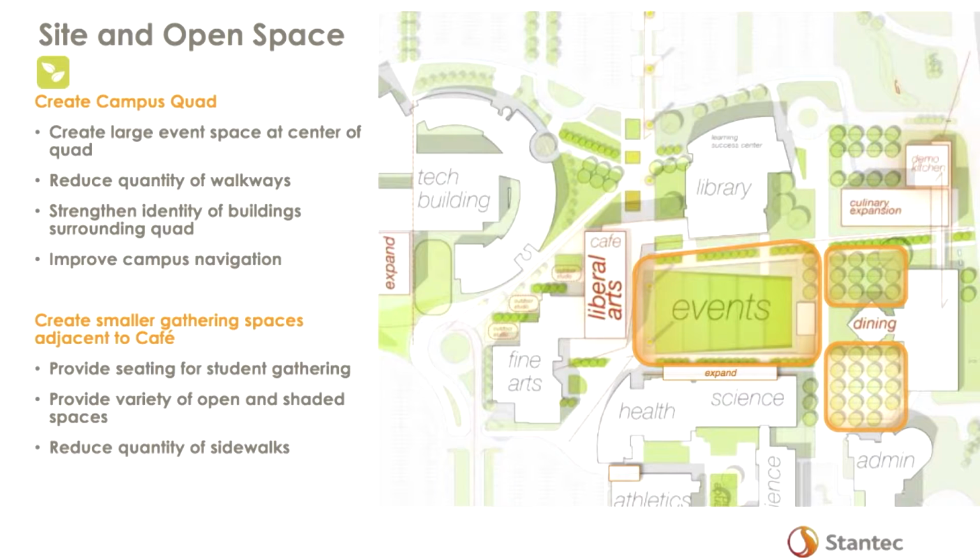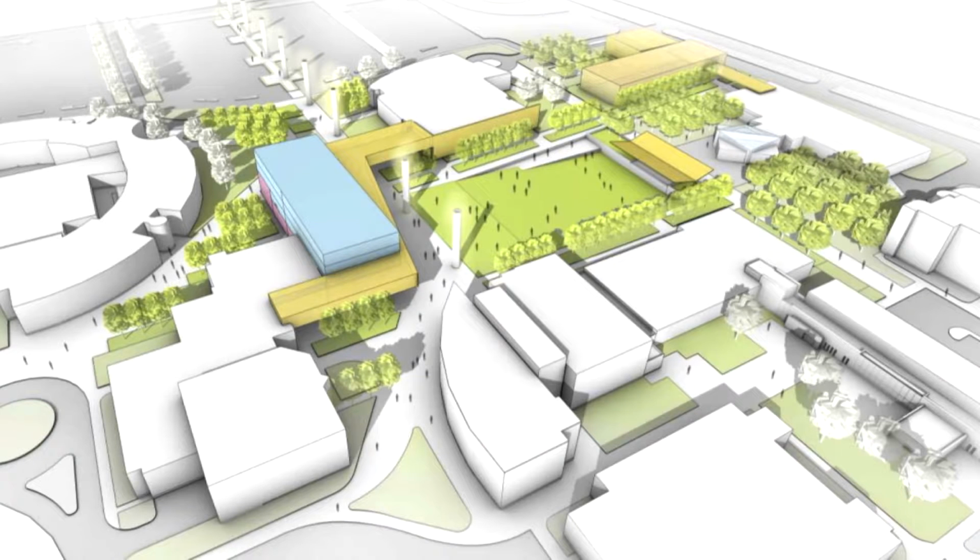So there's the extent of the event space where the old liberal arts used to sit. And then the idea of these smaller areas that aren't quite so large, that are more pedestrian scaled. I'll show you what those might look like in a second. Here's an aerial view of what campus looks like from the south, looking toward the quad in the north. Again, really opening this space up.